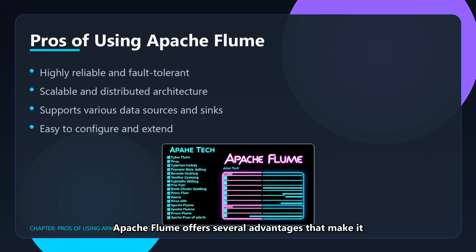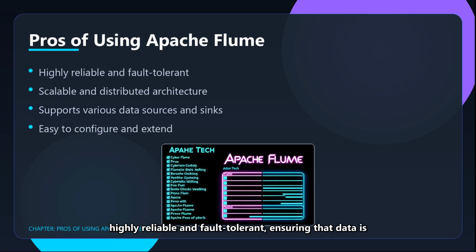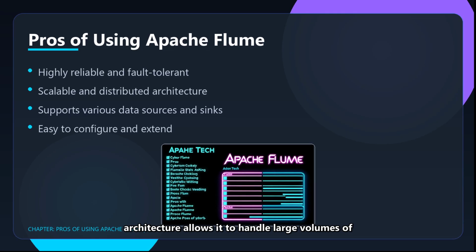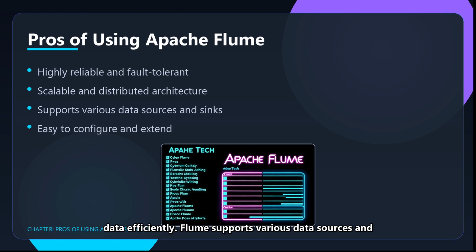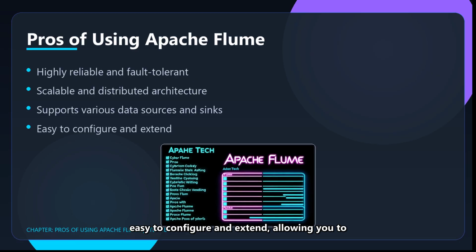Apache Flume offers several advantages that make it a popular choice for log data ingestion. It's highly reliable and fault-tolerant, ensuring that data is not lost during transmission. Its scalable and distributed architecture allows it to handle large volumes of data efficiently. Flume supports various data sources and sinks, making it versatile and adaptable. Additionally, it's easy to configure and extend, allowing you to customize it for your specific needs.